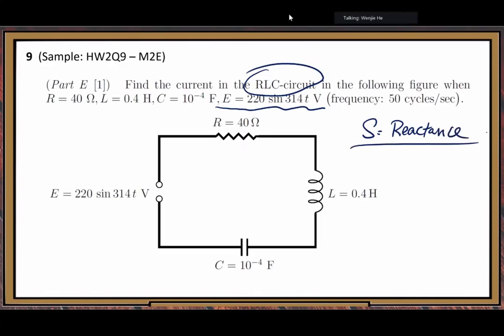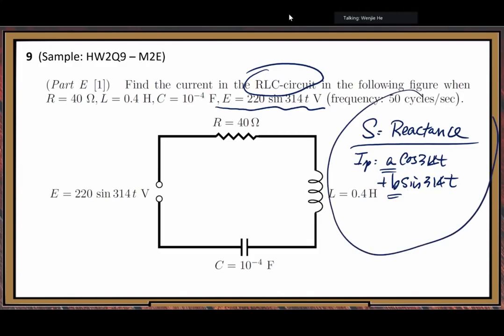Reactance concept. Okay. Then you calculate the particular solution, IP. You have little a cosine of this t plus b sine t. There is a formula for A and for B. You just write the formula, plug in numbers, and do the calculation. So this question is on that topic.